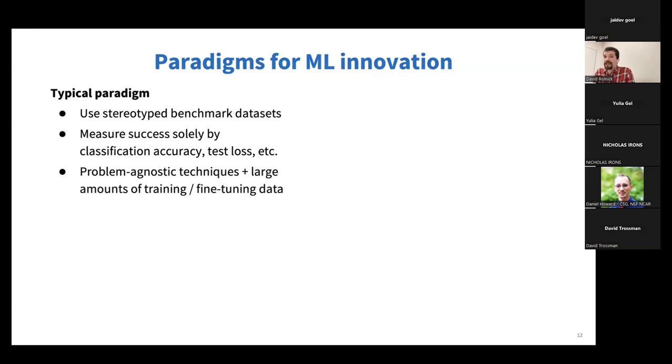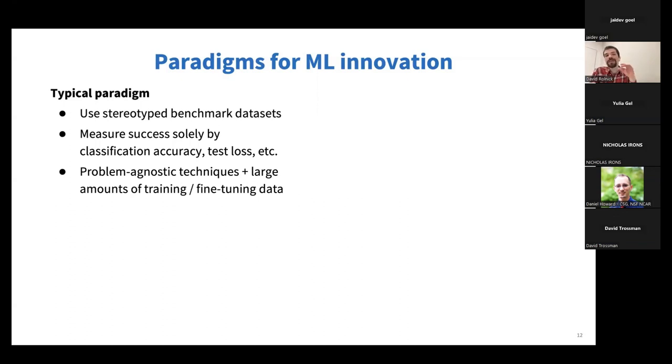Problem agnostic techniques. The goal typically in methods-driven innovation in machine learning, the typical paradigm, is to come up with a method that is as general as possible. That's so you don't have to think about the details of the method, and also so that it's supposedly most impactful. You can apply it here and here and here and here. As we'll see, oftentimes by being problem agnostic, you end up being useless in all of those problems, but that is at least the goal.